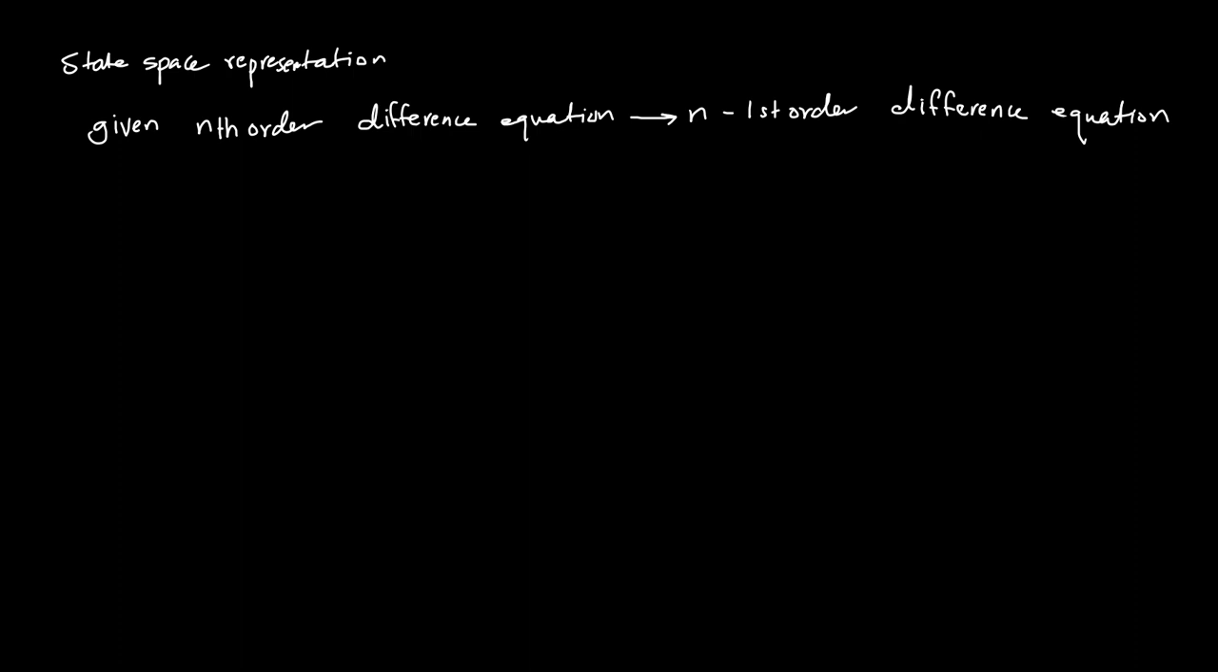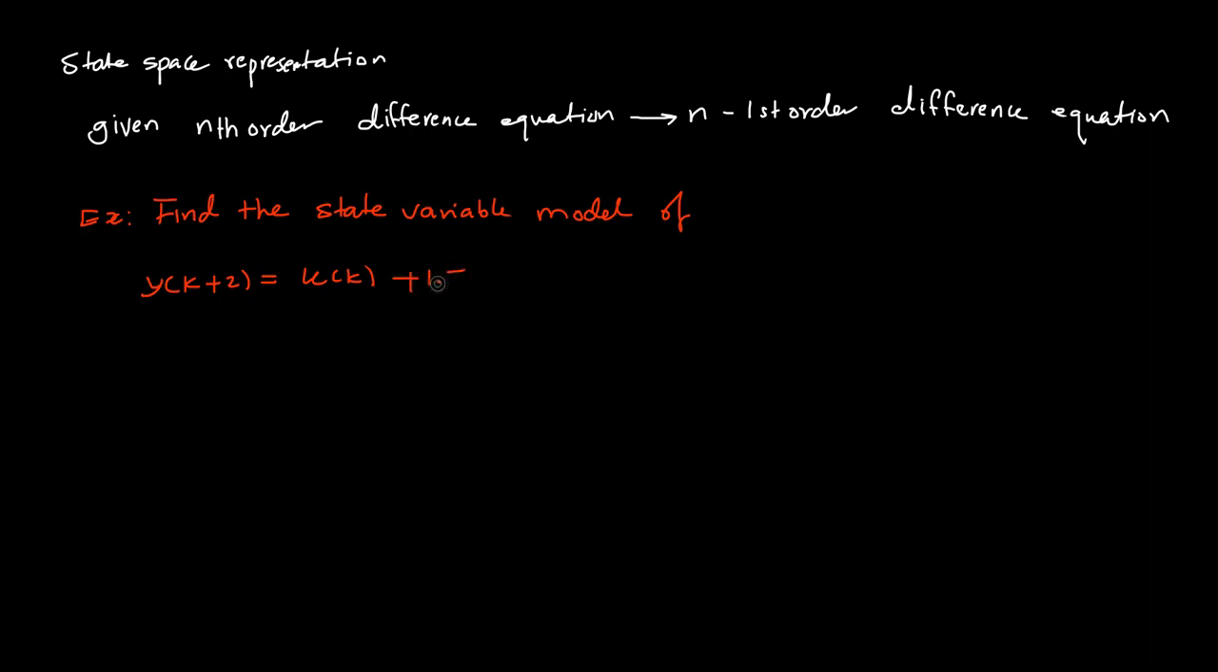So let's start with a simple example here. Find the state variable model of the following discrete equation: y of k plus 2 equal to u of k plus 1.7 y of k plus 1 minus 0.72 y of k.